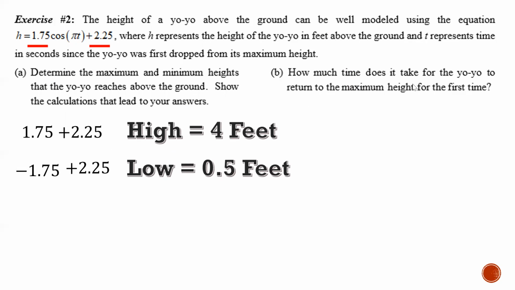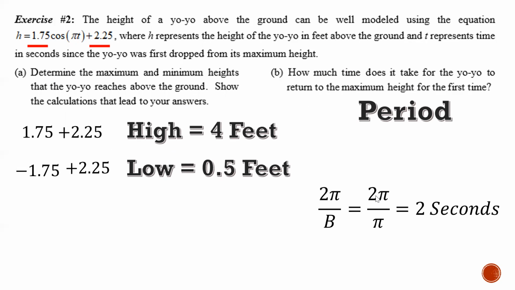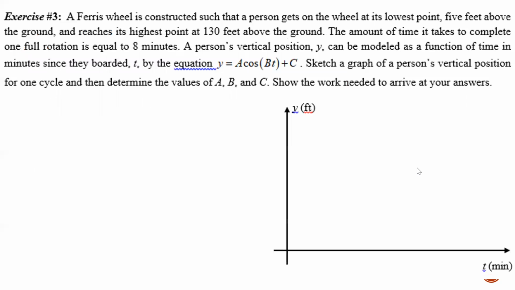B says, how long does it take the yo-yo to return from its max height the first time? So basically, what's the period? How long does it take this yo-yo to go from the top to the bottom? Okay, so 2 pi over B, we got 2 pi over pi, which makes a nice 2 seconds. 2 seconds. Okay.